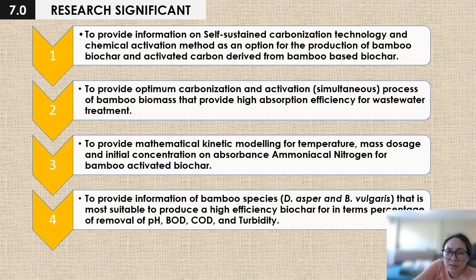The research significance here is to provide the technology and the optimum carbonization and activation process that have high absorption efficiency, and to provide mathematical kinetic modeling for temperature, mass dosage, and initial concentration for ammonium nitrogen absorbance. Lastly, it is to provide information on which bamboo species is more suitable to produce a high efficiency biochar in terms of percentage removal of pH, BOD, COD, and turbidity.